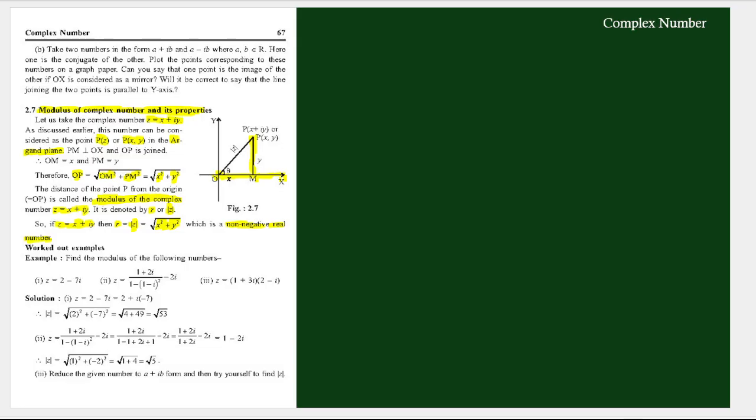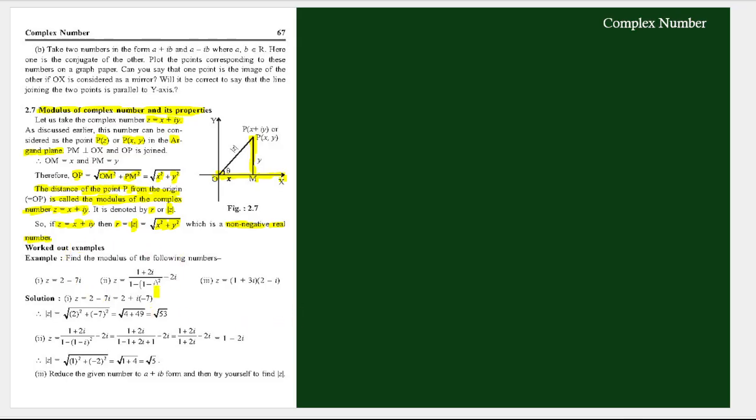So if for 1 mark it comes, what is called the modulus of a complex number, then you say this: the distance of the point P from the origin is called the modulus of the complex number z equal to x plus iy.